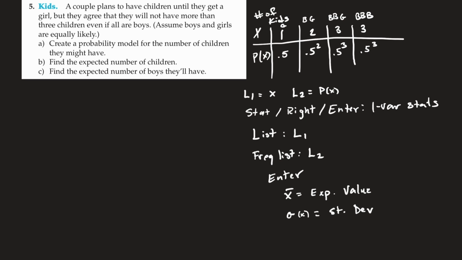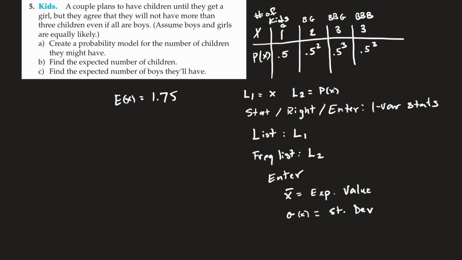But the expected number of children would be equal to 1.875. Actually, it is not 1.875, just 1.75.